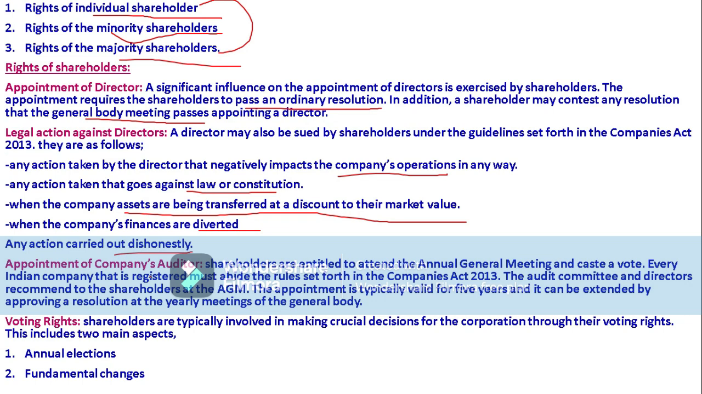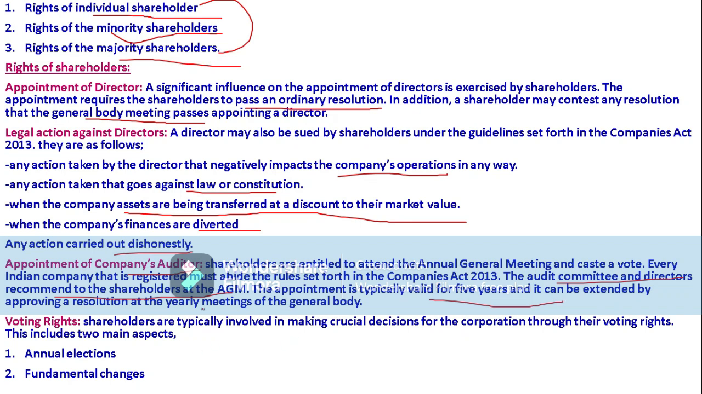So the appointment of company auditors can be done with the recommendations of directors and audit committee, but the first auditor of the company will be appointed by the board of directors. Then, according to the recommendations of the audit committee and directors, the shareholders appoint the company's auditor. The appointment is typically valid for 5 years and it can also be extended. How can it be extended? By passing a resolution in the annual general meeting, which is known as AGM.